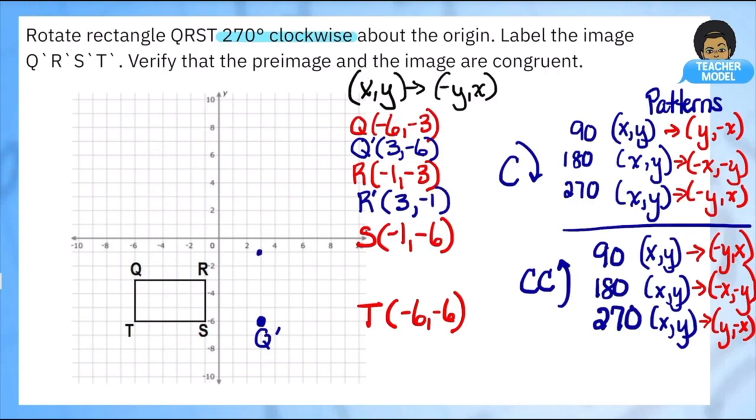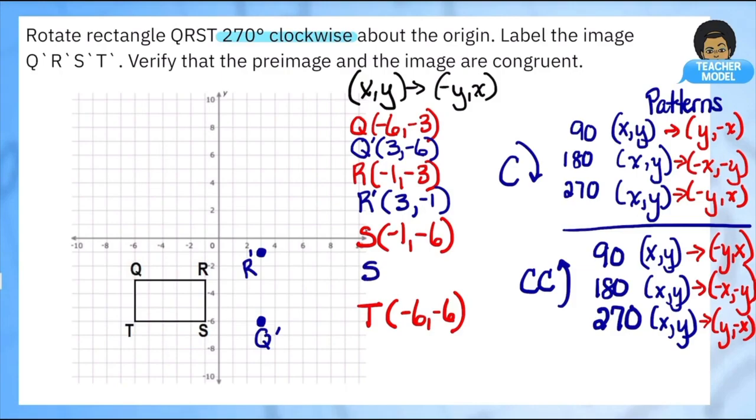+3, -1. Here's R prime. And this makes sense, right? Because look at how far R is, just 1 away from this axis, and R prime is 1 away from this axis. And Q is 6 away, and Q prime is 6 away. So it's still the same image, it's just rotating.